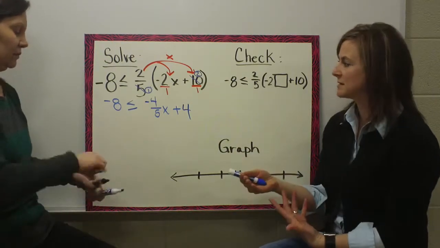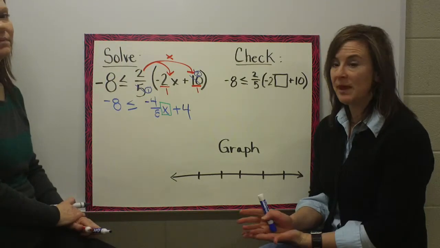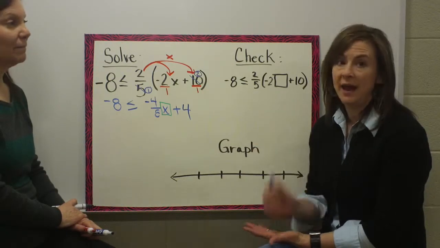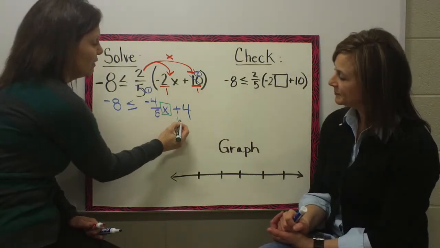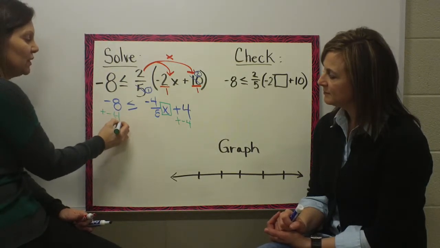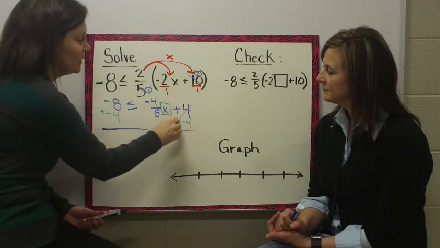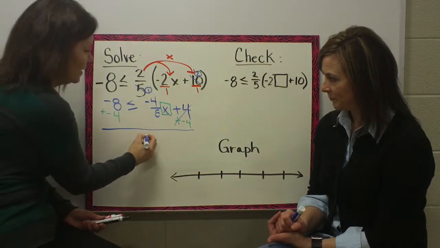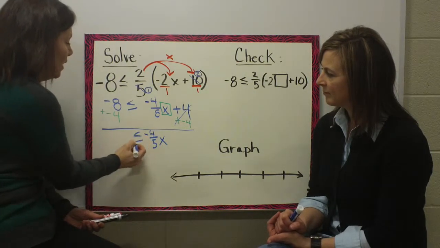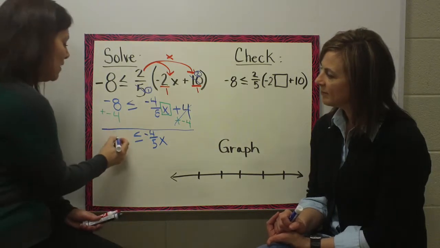So either way works. Now notice, to isolate our variable, get it by itself, we're going to go through those steps. We don't need to KFC, so we're going to add the opposite to start. The opposite of positive 4 is negative 4, and I will also add negative 4 to the other side. When I start to simplify, I notice that I have opposites, and I am left with negative 4/5 times x. Negative 8 plus negative 4, how many negatives do I have all together? I have negative 12.